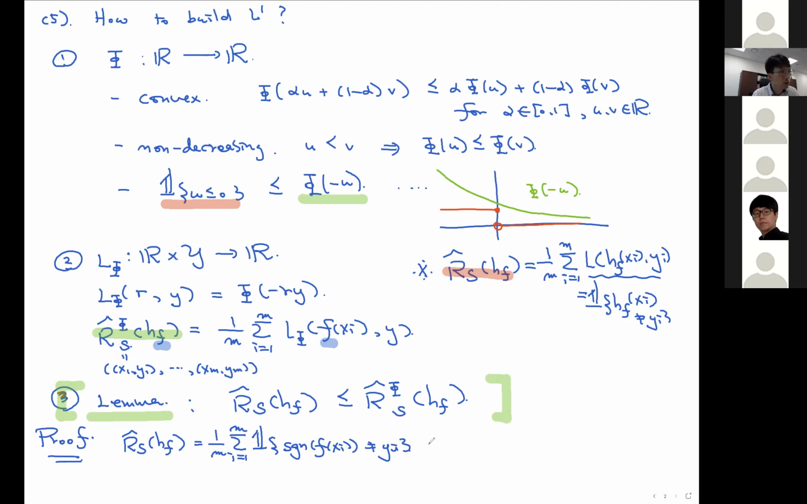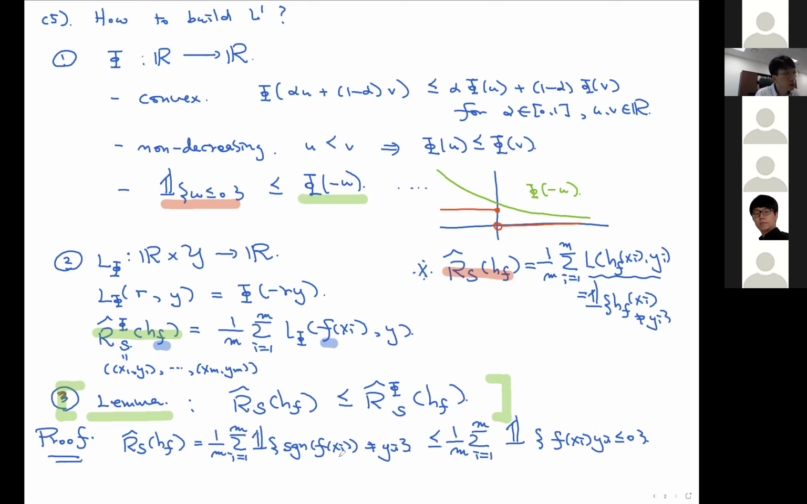But then it turns out this one is bounded above by the following function. So 1 over m, we multiply f of xi and yi. If it's non-positive, if it's not positive, then this indicator function returns 1, otherwise it returns 0. Okay. So why do we have this upper bound?